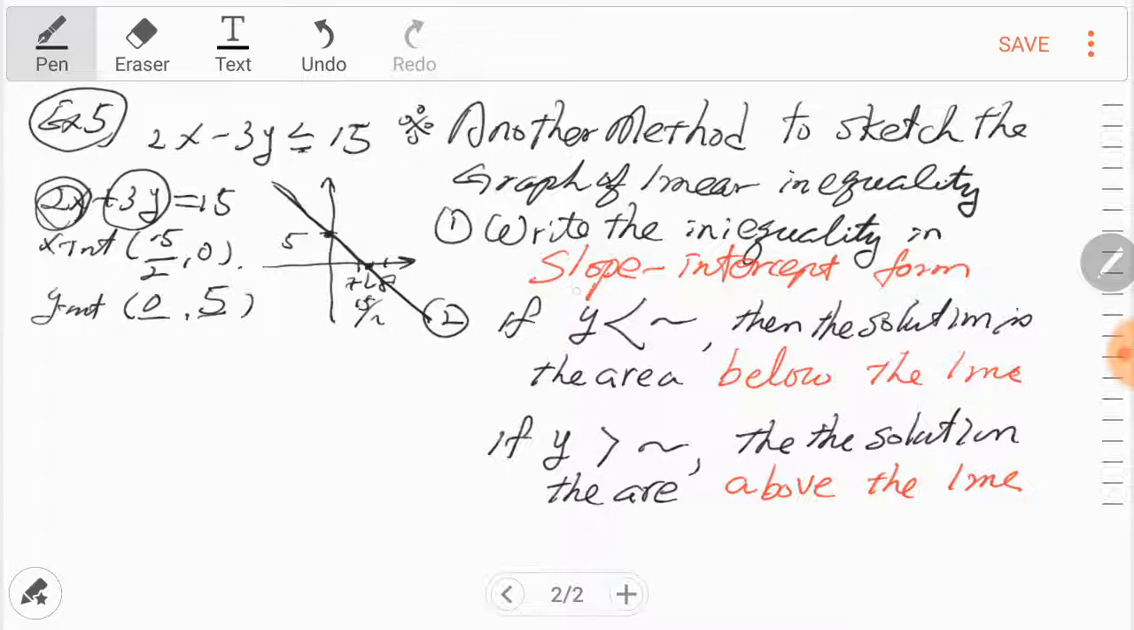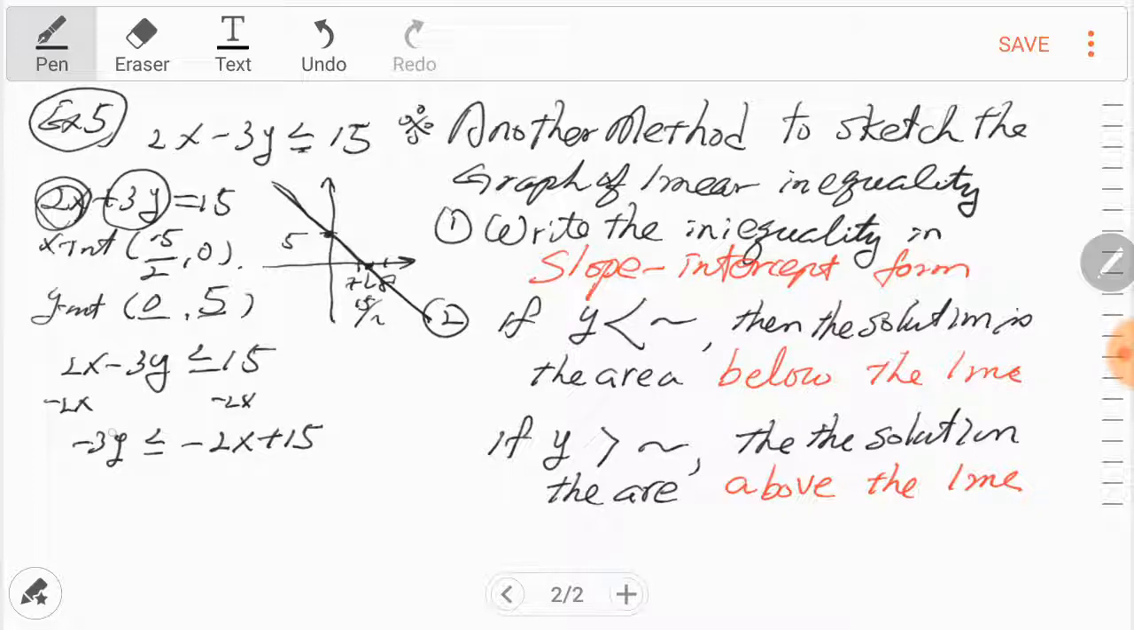But as you can see in this instruction, I will rewrite the inequality in slope-intercept form. Then it will be y is less than or greater than something. So let me rewrite the inequality. This is the inequality. I'm going to write y on the left-hand side and all others on the right-hand side. So move 2x to the other side. Then negative 3y is less than or equal to negative 2x plus 15.